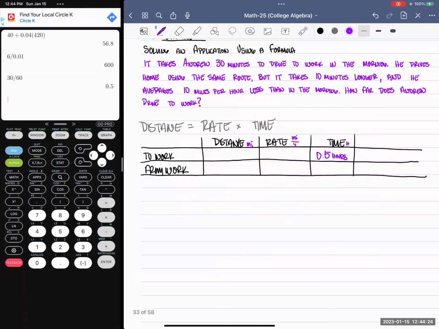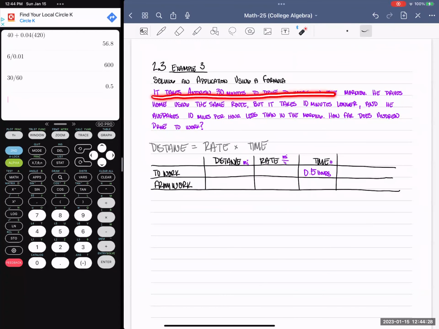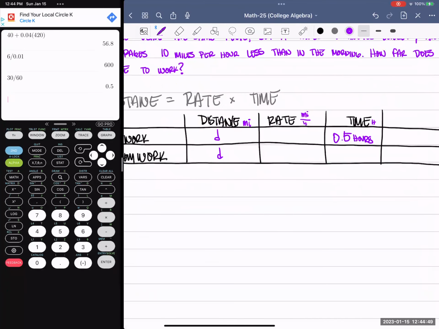All right, so that's that first part. It takes 30 minutes to drive to work in the morning. He drives home using the same route, so our distance is the same for both parts, but it takes him 10 minutes longer. So let's set that part up. We have 30 minutes plus 10 minutes is equal to 40 minutes.